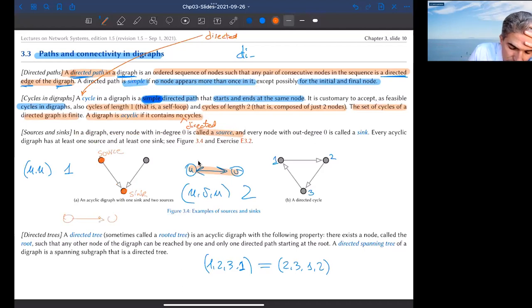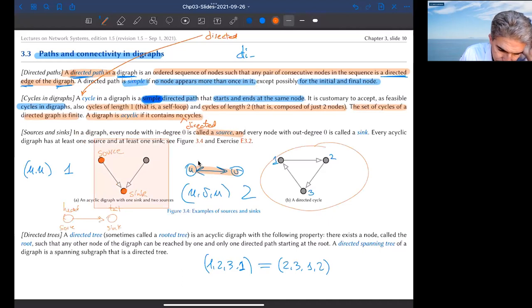For a single edge, you could still call this the source or the sink. Other language is the head and the tail. I don't use this very commonly, but anyway. Now, if you have a graph such as that one, which is a directed cycle, it has no source and no sink, right? There is no source and no sink there. Here you have two sources and one sink in this picture on the left. Perfect.